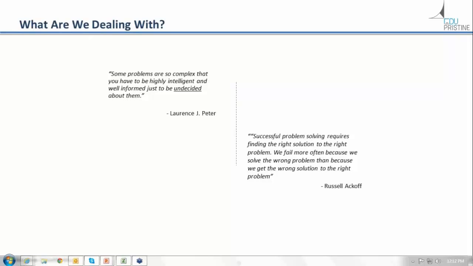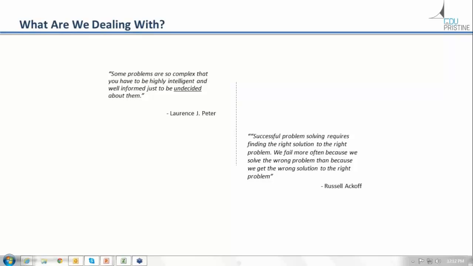The point about Lawrence Peters is that he's a well-renowned, very well-respected educationist, and this quote is very important to understand whenever we start working on any kind of problem. You have to be able to figure out what kind of problem you are working on. Is it tame, is it wicked, is it complex, and so on.